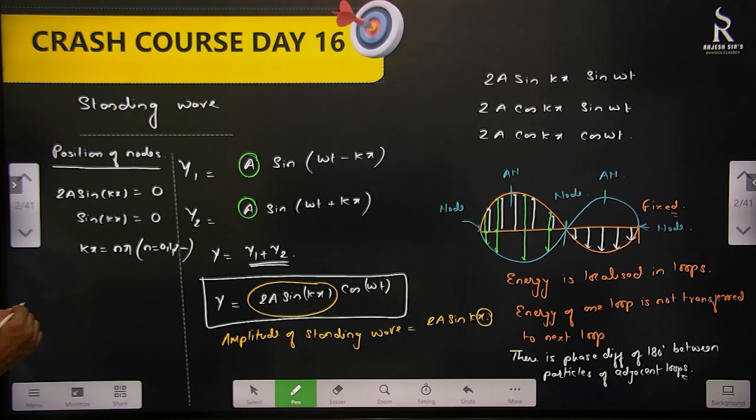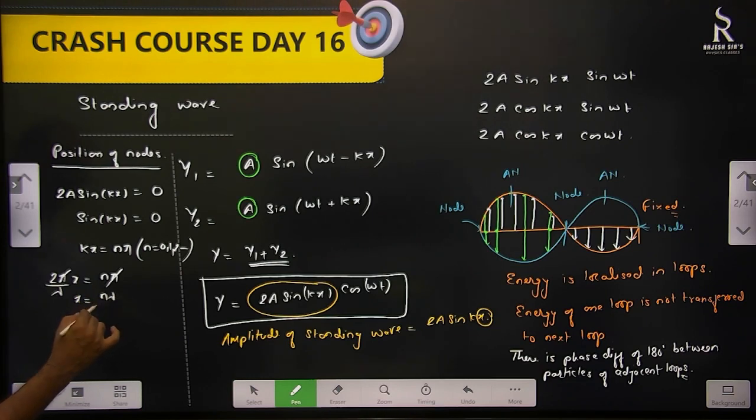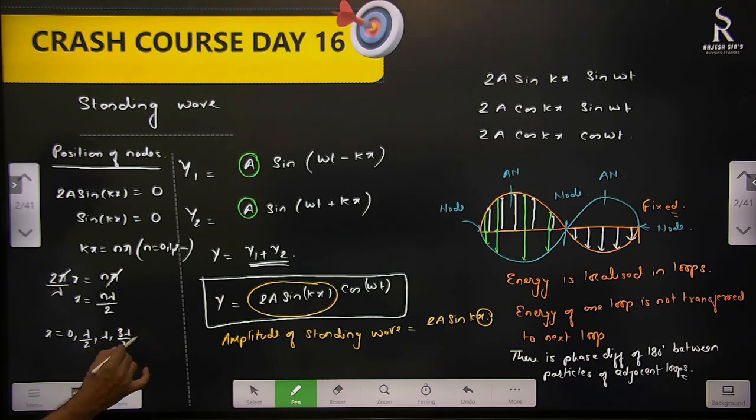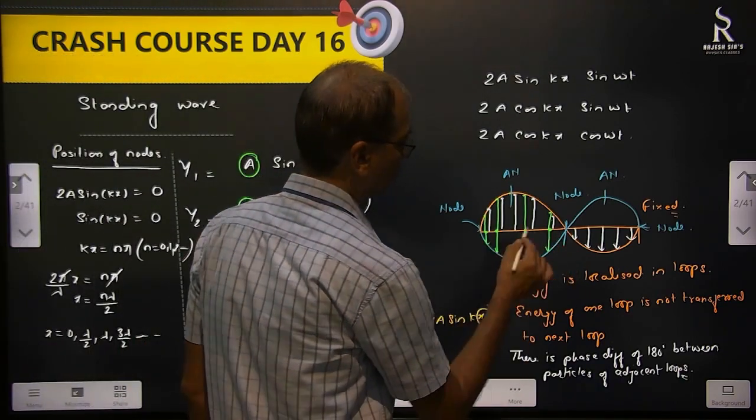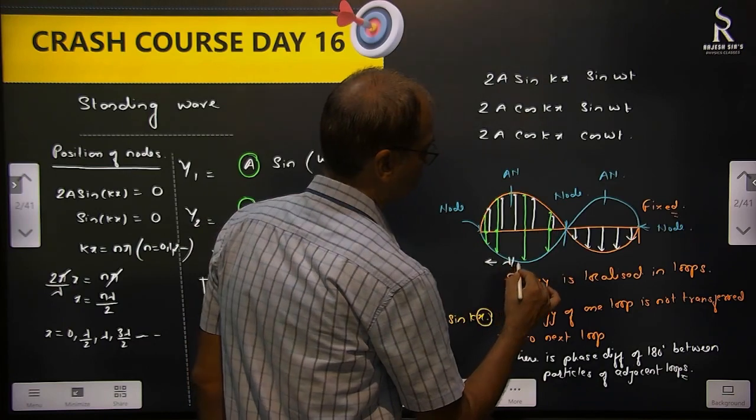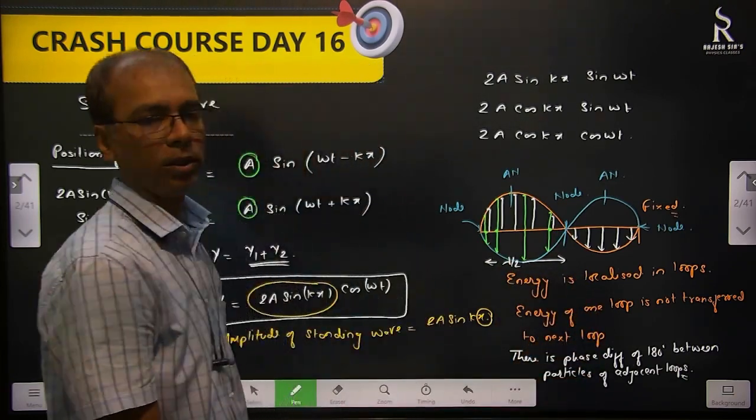So then what is the x value? k we can write as 2 pi by lambda, into x equals n pi. Pi and pi get cancelled. So x is n lambda by 2. We already said that n is 0, 1, 2. So x value can be 0, lambda by 2, lambda, 3 lambda by 2 and so on. So first node is at 0, second one is lambda by 2, third is lambda, fourth is 3 lambda by 2. So the separation between consecutive nodes is lambda by 2.